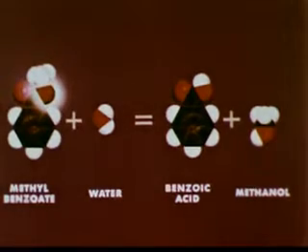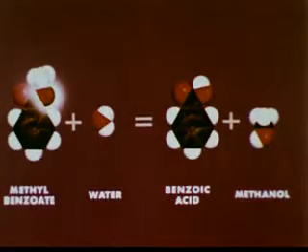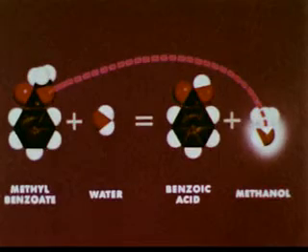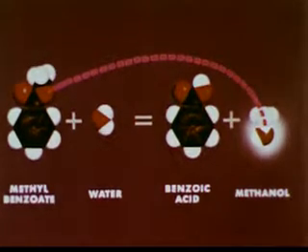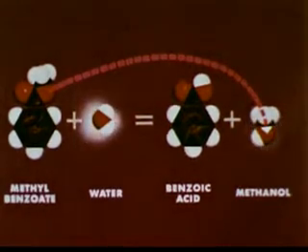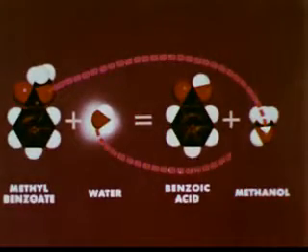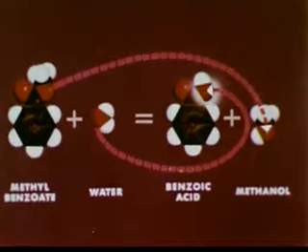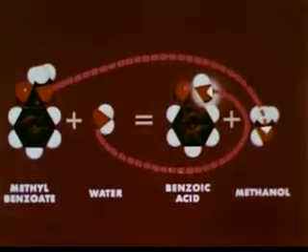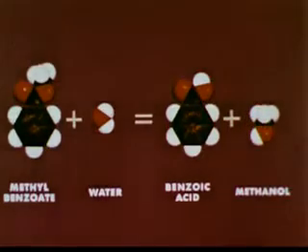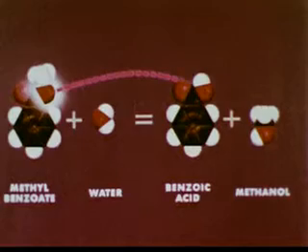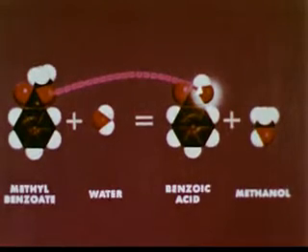Let's examine the possibilities. This oxygen atom in the methyl benzoate could end up in the alcohol molecule by remaining attached to the methyl group. If this happens, the oxygen from the water would end up in the acid molecule. Or the reverse is possible. This oxygen could end up in the acid molecule by staying with the benzene ring.